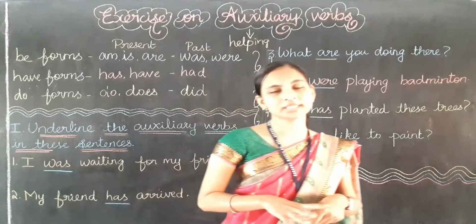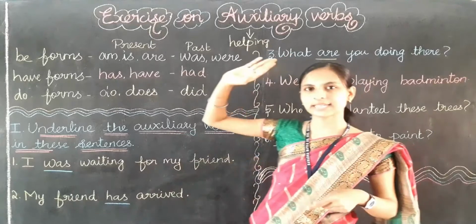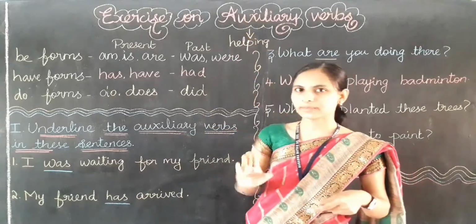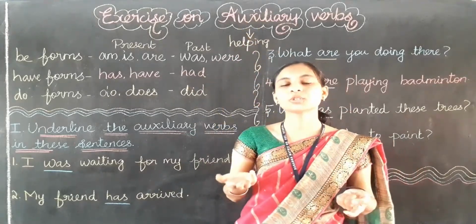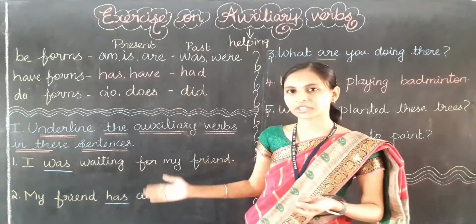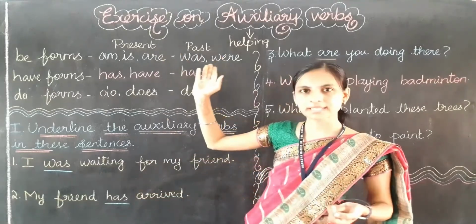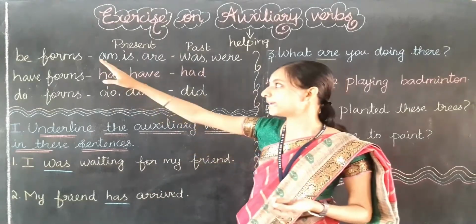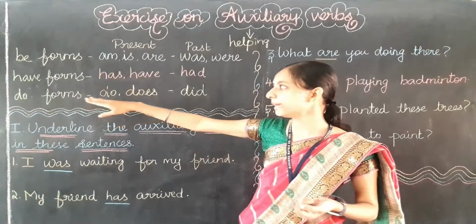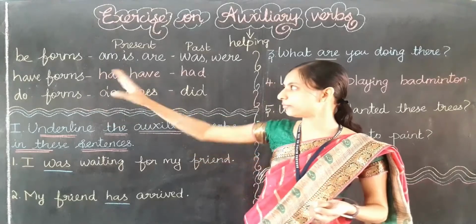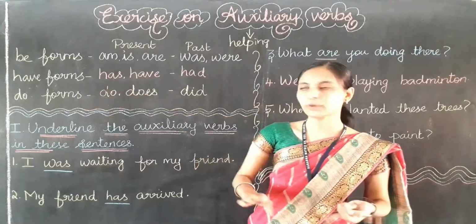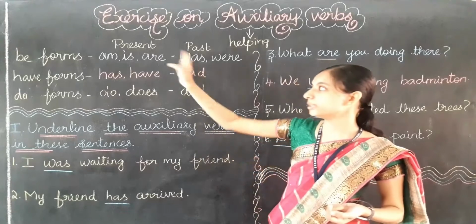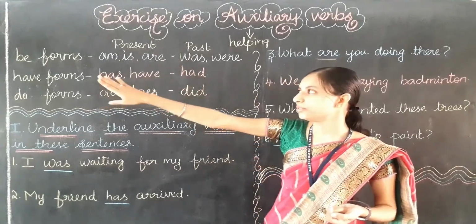Are you clear with this, children? Yes, so what are auxiliary verbs? Auxiliary verbs are helping verbs. They are also used to talk about the time of an action, like in present or past. And we have learnt about the three forms of auxiliary verb. They are be form, have form and do form verbs. Okay, be form, have form and do form. And then we have learned which verbs are related to which forms.